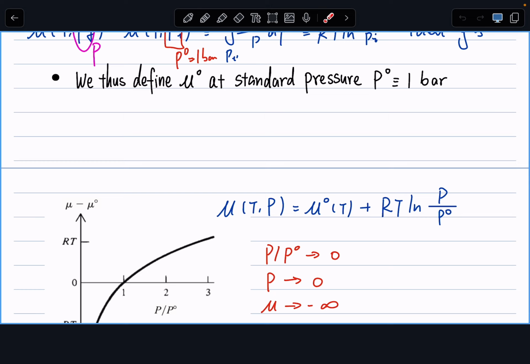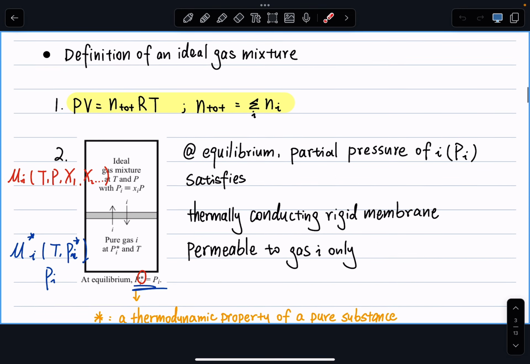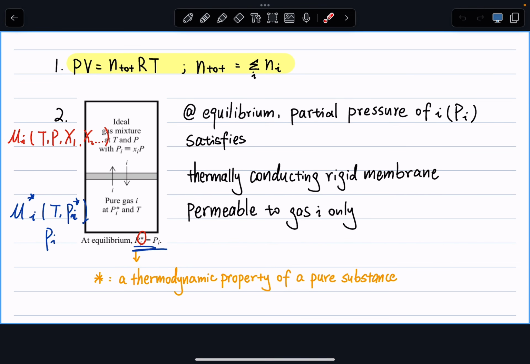For chemical reactions, we want a mixture of reactants and products together. To describe our chemical potential, remember we have two different criteria. The first one is very straightforward: PV equals nRT, just now with the number of moles reflecting the total number of moles of chemical species. The second criterion is that we set up a special case to link the chemical potential of a species inside a mixture versus the chemical potential of a pure substance.